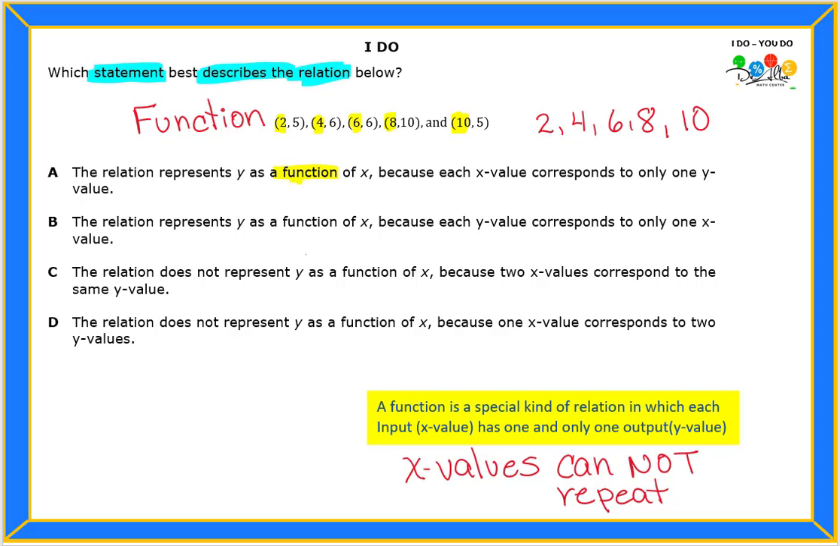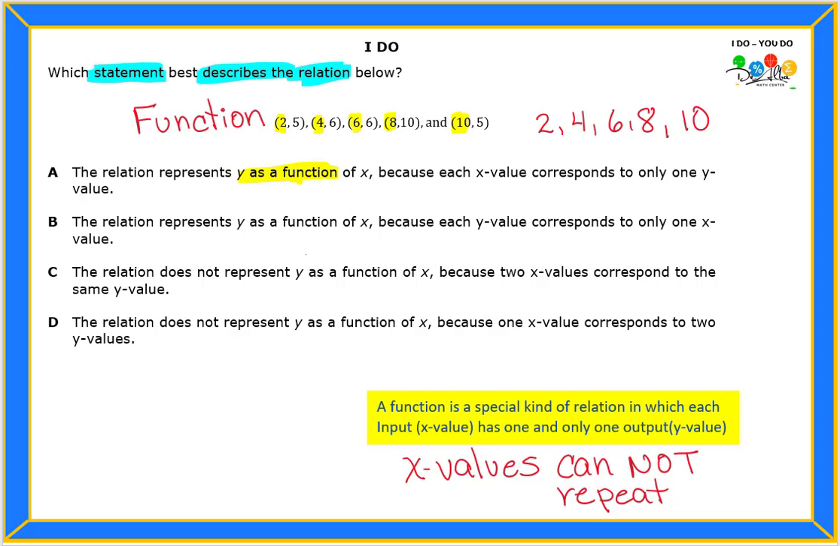So let's look at the answer choices that are given to you. Letter A says, the relation represents y as a function of x because each x value corresponds to only one y value. And that is true. It is a function, right? Okay. My relation is a function, and it seems pretty good for an answer.